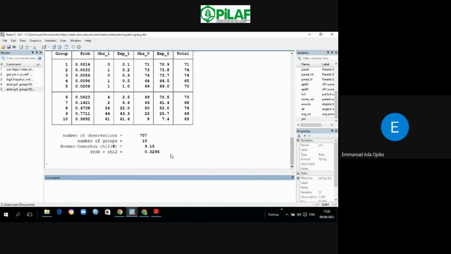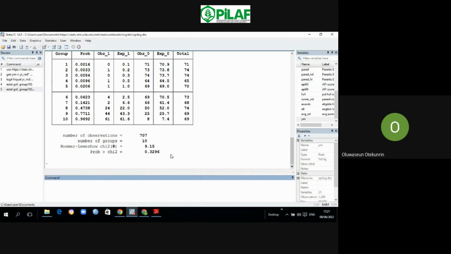So that means the null hypothesis is that there's goodness of fit. The null hypothesis will be that there is goodness of fit. We are trying to check whether the model has a good fit. So at the end of the day, what we are saying is that we are accepting the null hypothesis that the model has a good fit. Thank you.